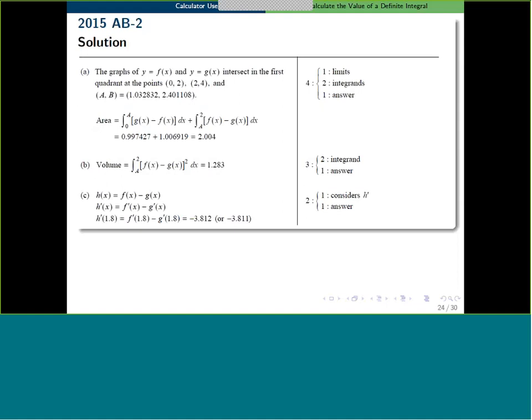Here's the standard for this problem. In part A, 4 points, 1 point for the limit, 2 for the integrands, and 1 for the final answer. Again, the student would have to use their calculator to get this answer. In part B, 3 points, 2 for the integrand, and 1 for the final answer. And down there in part C, there's a conceptual point. We wanted the student to convey to us that they are considering h prime appropriately, and then finally giving us an answer, a numerical derivative.